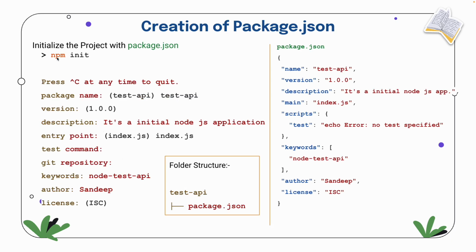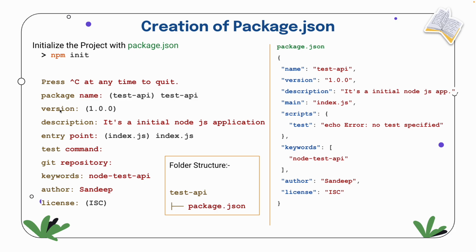Once we run this npm init, first of all, it will ask your package name. The package name is nothing but the application name which you are going to create. By default, it will be the folder name. We have already created the folder name as test-API. So you can write it or you can leave it, no issue. It will just take the entry by default based on the folder name you have created.